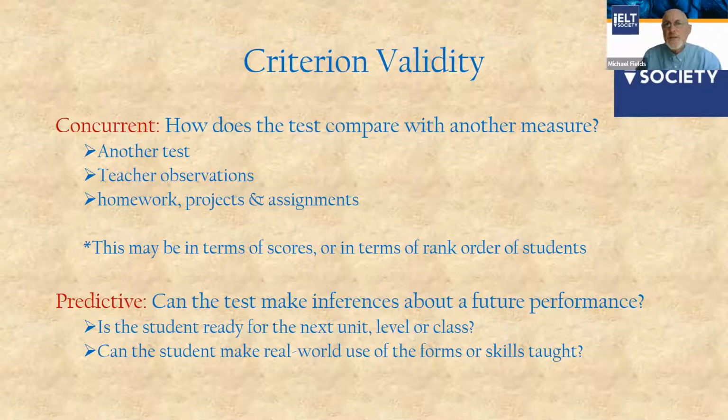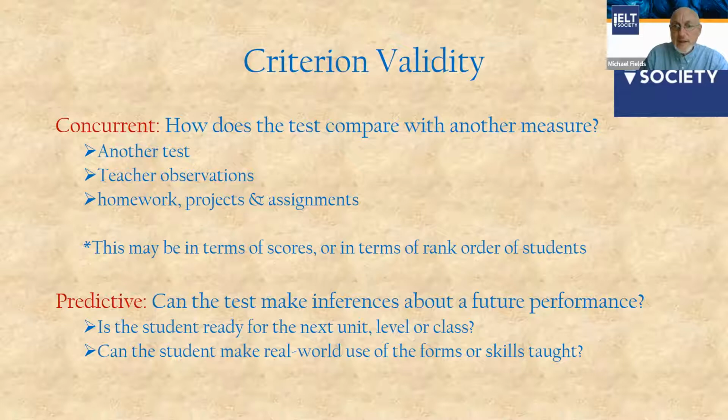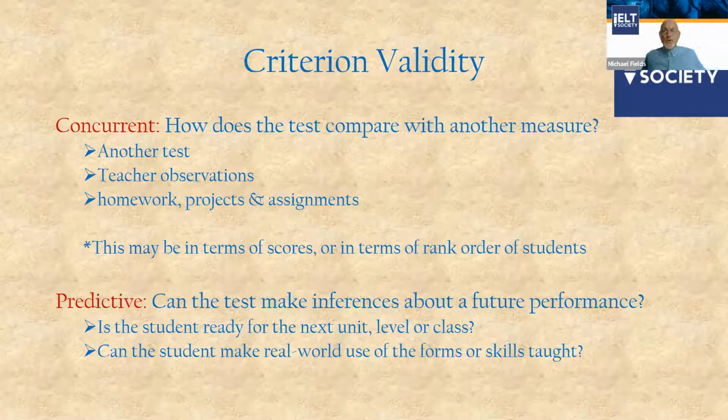And then there's also another kind of criterion validity, which is predictive, right? Can we make inferences about a future performance? So when we give a test, does it tell us that the student is ready to go on to the next unit or the next class? We would like our test to give us some information about this. And to the extent that it can do that, it has a lot of predictive validity.